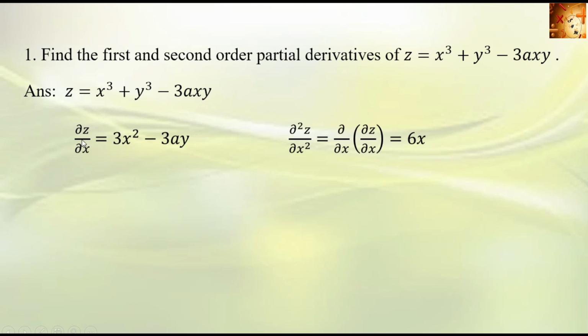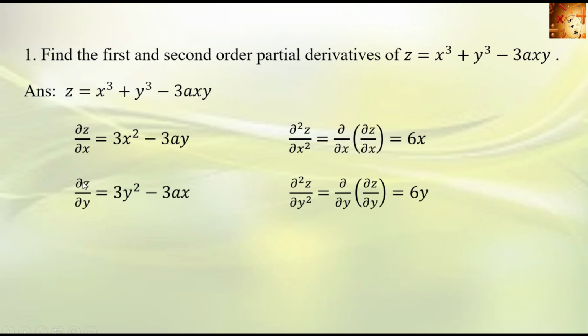Then what is ∂²z/∂x²? Which means ∂/∂x of ∂z/∂x. Here again differentiating with respect to x, we get the answer as 6x. Similarly, the first order partial derivative ∂z/∂y equals 3y square minus 3ax. Then what is ∂²z/∂y²? That is ∂/∂y of ∂z/∂y, which is equal to 6y.